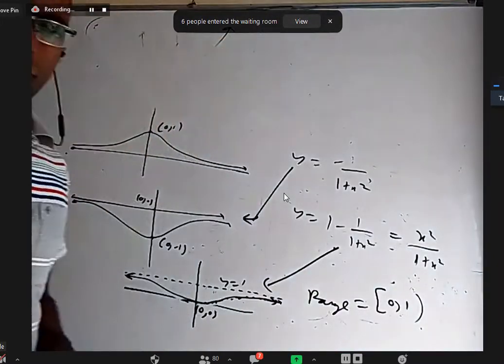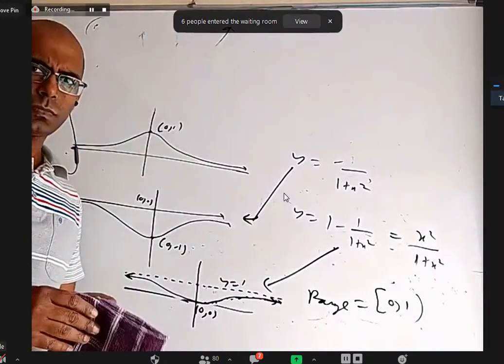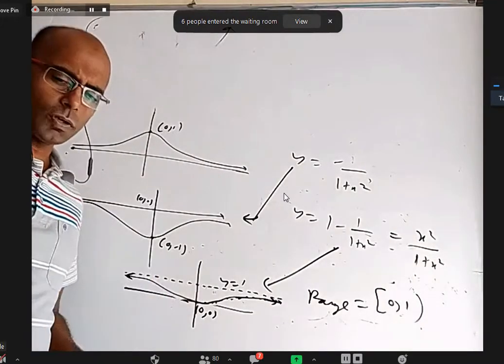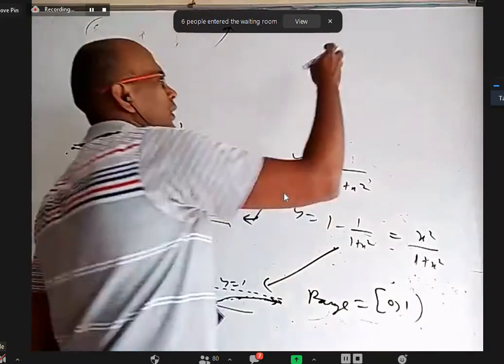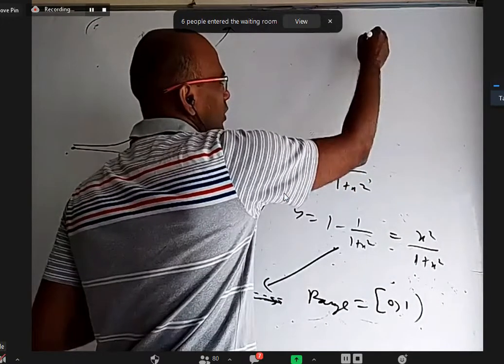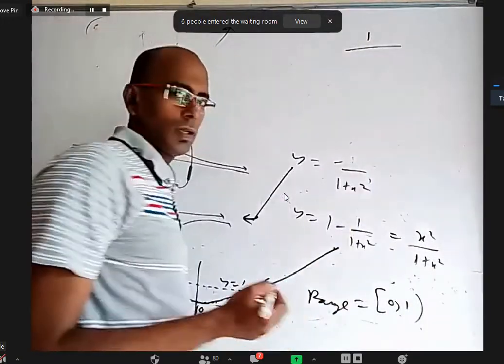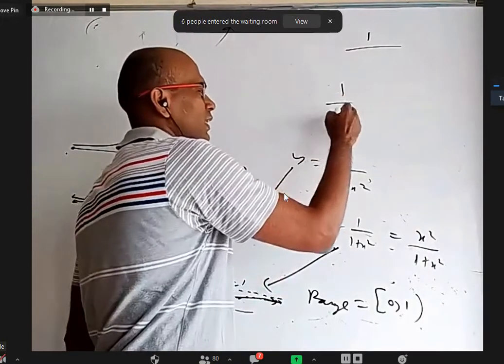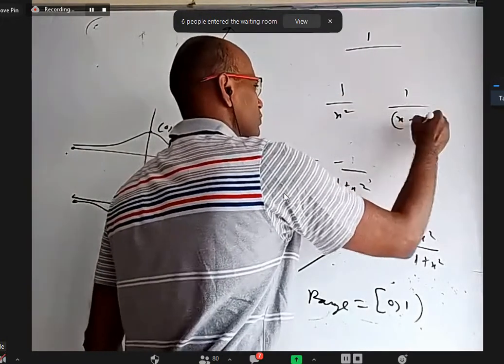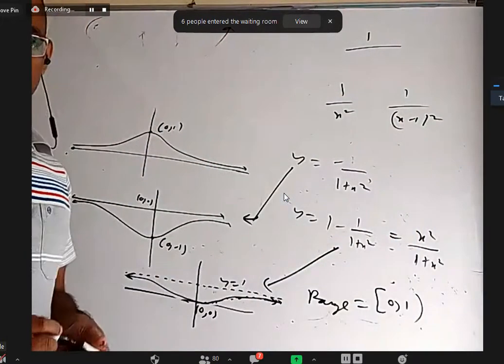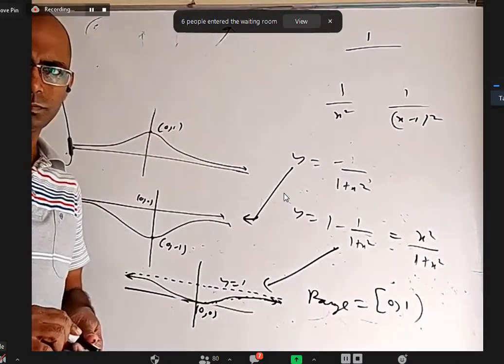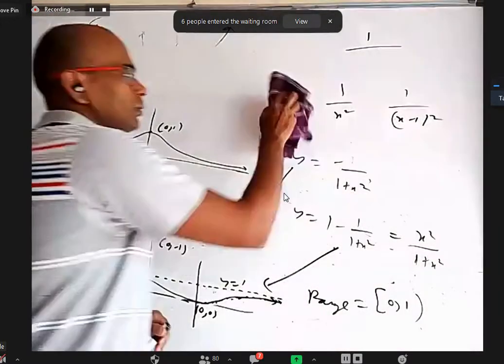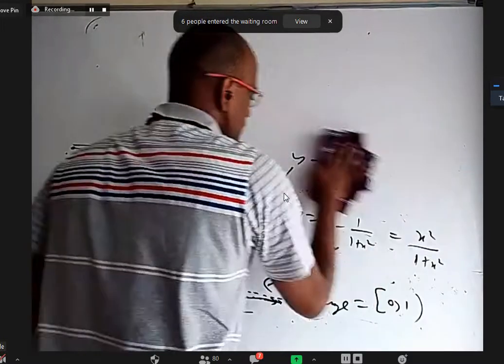Sir, by drawing the 1 by x square graph, can't we do it by a horizontal shift of 1? Not like that. If you want the 1 by x square graph, a horizontal shift will give you from 1 by x squared to 1 by (x minus 1) whole squared. Yes, right, sir. But we want something else.